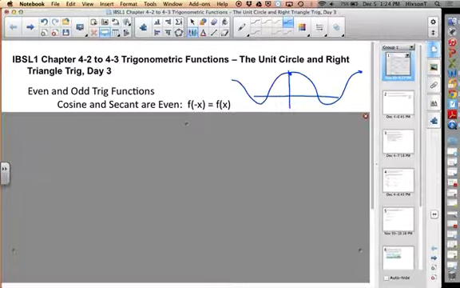Secant, those ones we're going to graph. It looks like this. And on the bottom, it goes like this. Kind of a strange one. It's got a bunch of asymptotes too. But anyways, what do you notice about cosine? It has symmetry. An even function will be symmetrical across the y-axis. And that's because f of negative x equals f of x.